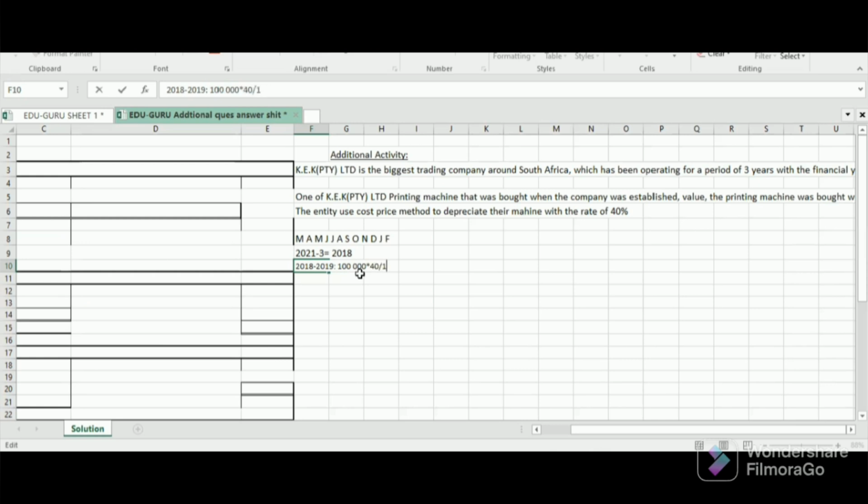40% divided by 100. And remember, this machine was bought when the company was established, so it was on the 1st of March 2018. So within the current financial year of 2018 to 2019, this asset was used for the whole year. So what's the total there? I get my total as 40,000. I don't know about you guys, but let's just grab our calculator and confirm that amount.